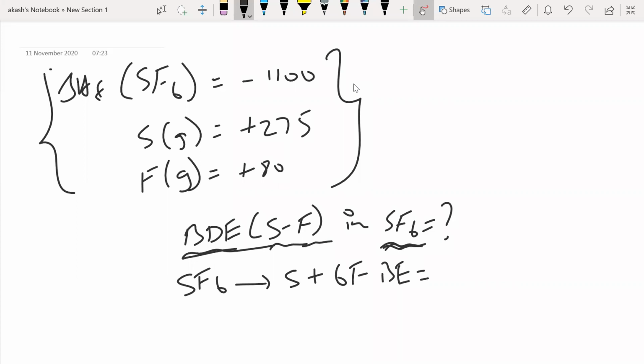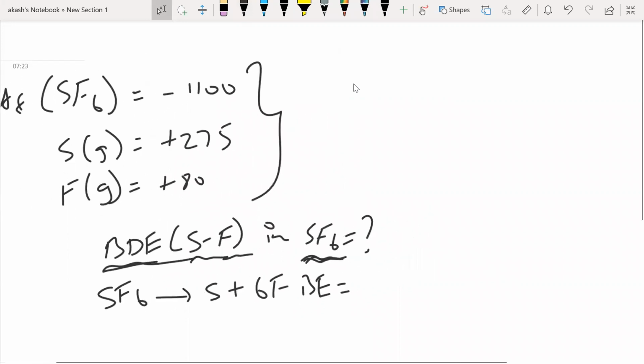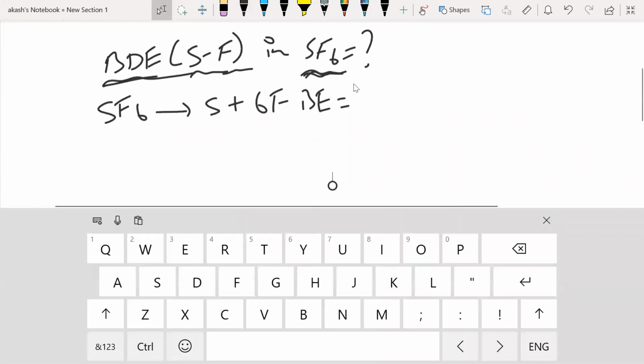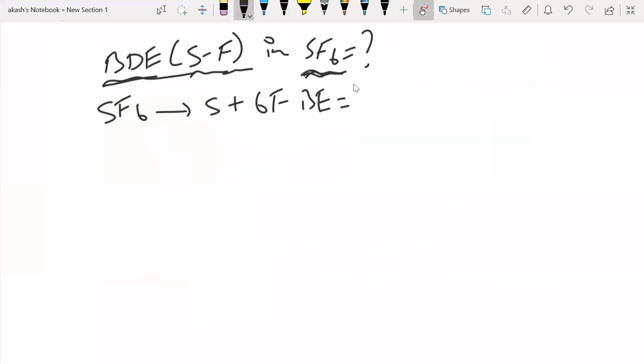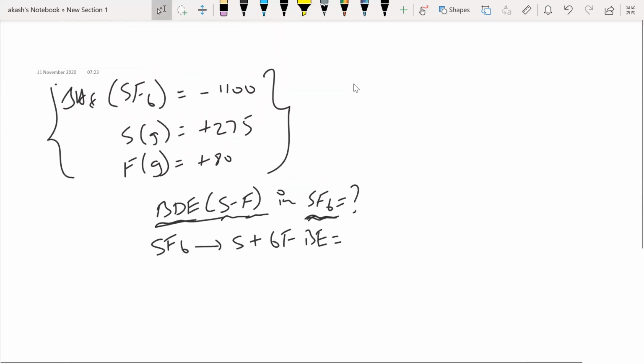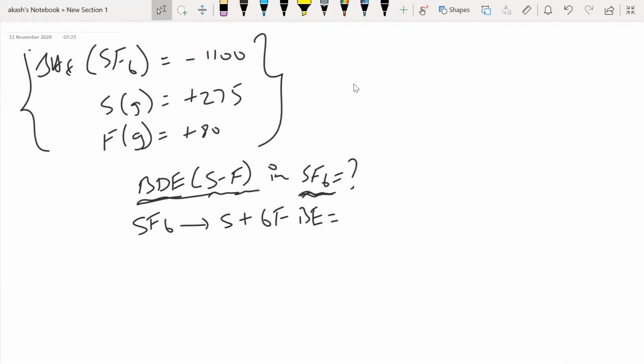One second people, there is some dust here, that's why it's a little, okay. Okay, so what happened here? Okay, right. So bond enthalpy, I'll write it as okay, fine.